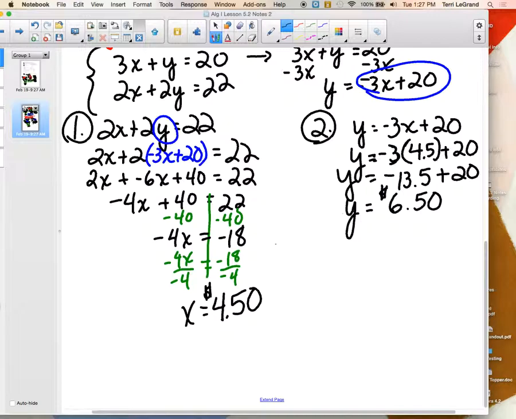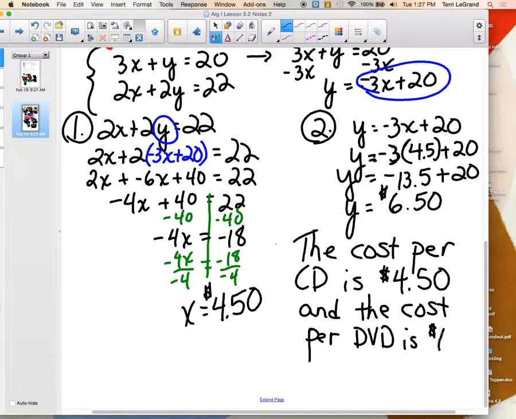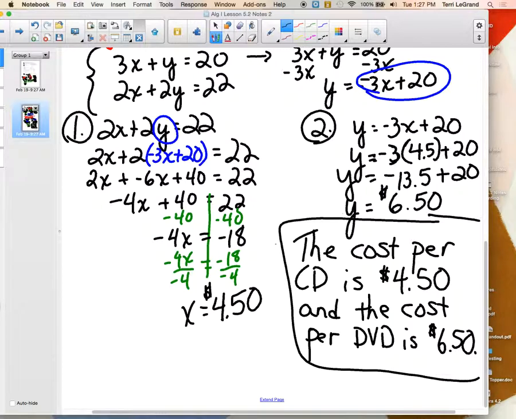Okay, do we write our answer as an ordered pair this time? No. What do we say? The cost per CD is $4.50, and the cost per DVD is $6.50. End of sentence. And I'm not going to make you do a check problem, please. Yay.